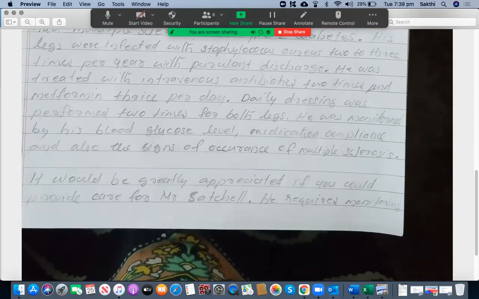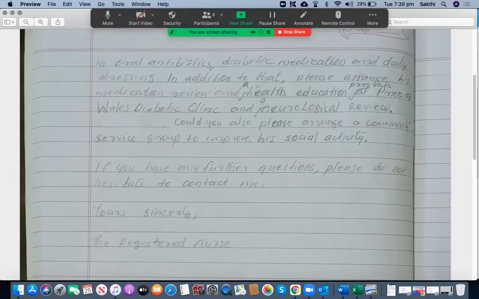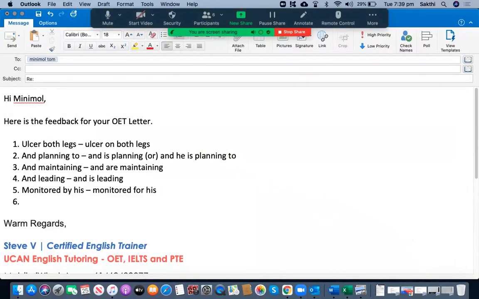Okay. It would be greatly appreciated if you could provide care for Mr. Sashil. He requires monitoring. Let me go through the next page. Monitoring in oral antibiotics. Why did you say monitoring in? Why can't you use monitoring off? This is wrong. Monitoring in is wrong. It should be monitoring off something.